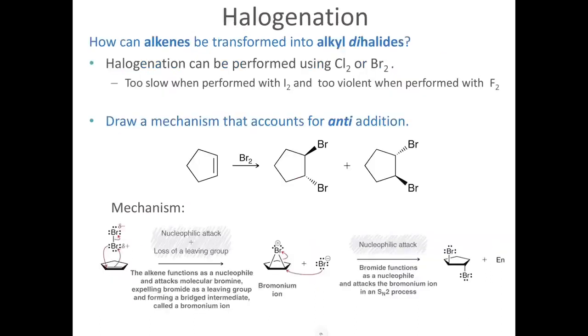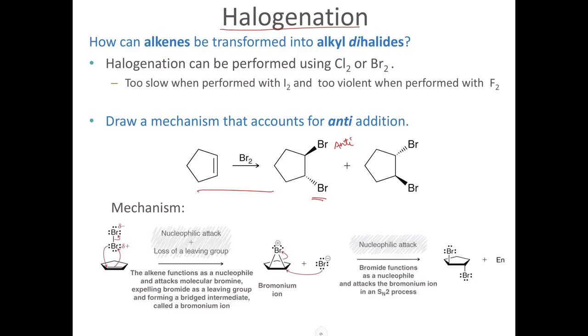To explore other stereochemical aspects, I want us to consider halogenation. So in a halogenation reaction, we end up with what we call the anti-addition. So one bromine atom is installed on the opposite side of the other one.